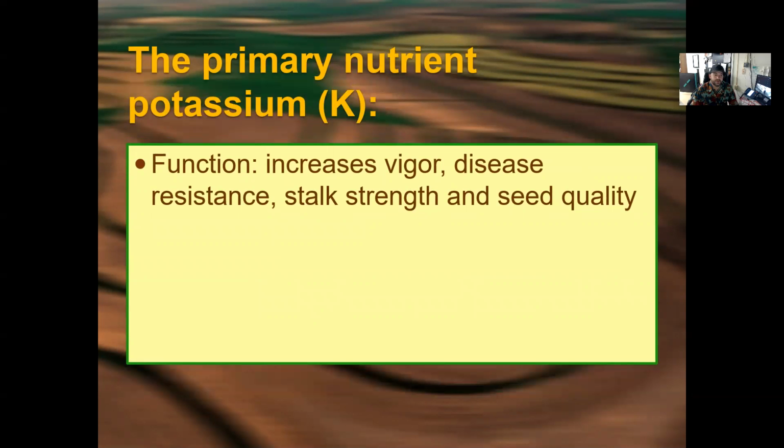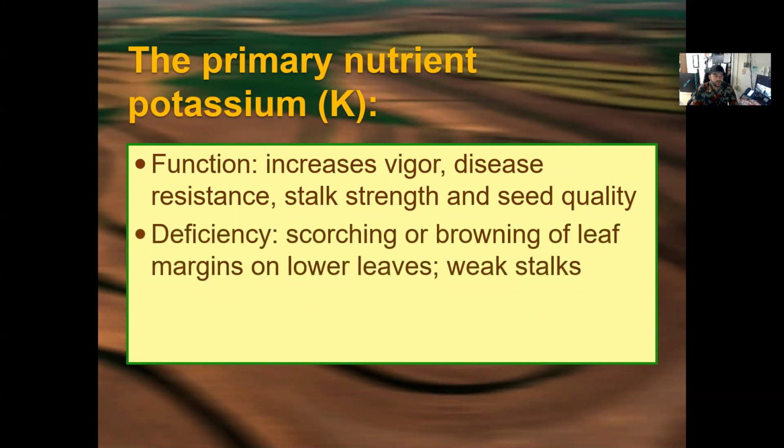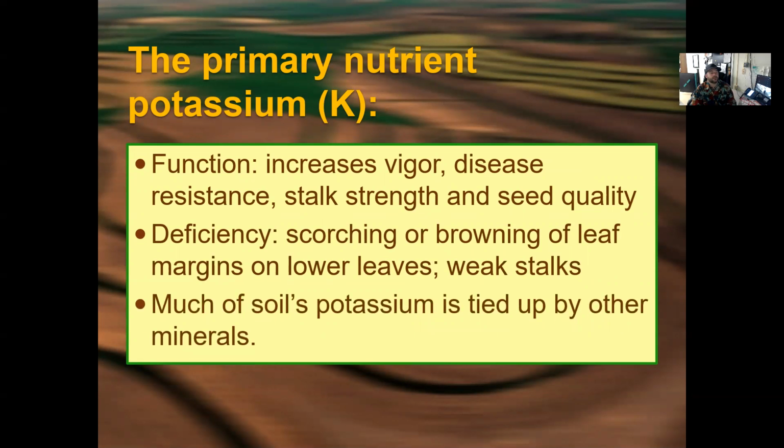Potassium increases vigor, disease resistance, stalk strength, and seed quality. When you're looking for a deficiency in this, it'd be a scorching or browning of the leaf margins or on lower leaves, and it creates weak stalks. And much of a soil's potassium is tied up by other minerals.